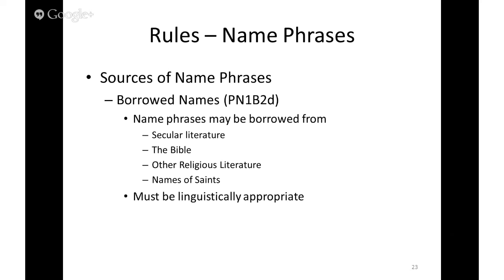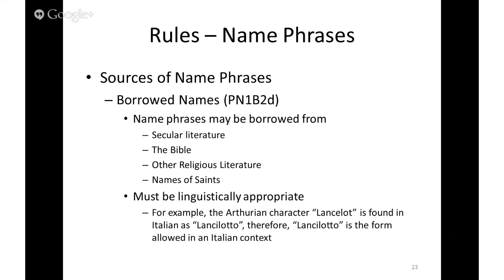First of all, they must be linguistically appropriate. The Arthurian legends were known in Italy, and Lancelot was known as Lancelotto. So if you're registering an Italian name and you want to borrow that from the secular literature of Arthurian legend, you have to use Lancelotto, not Lancelot. So you've got to stay within the right language.